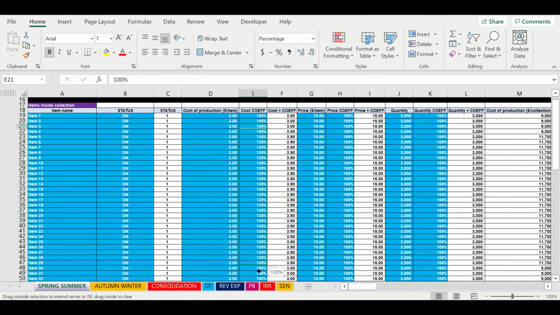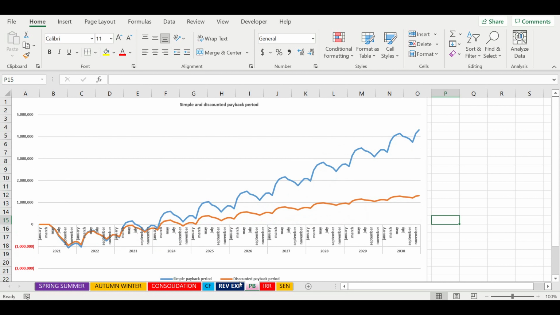Or, for example, you may say that if I decrease direct costs to 50%, so we will take 50% of today's direct costs, what will happen to financial efficiency? We just use this coefficient, then we go to the simple and discounted payback period and see how it affects and decreases the simple and discounted payback period.